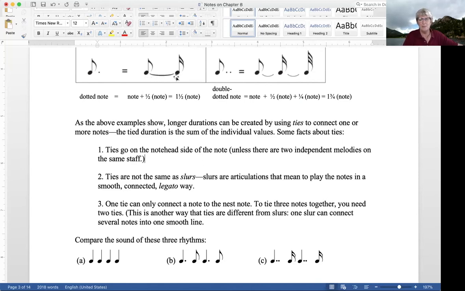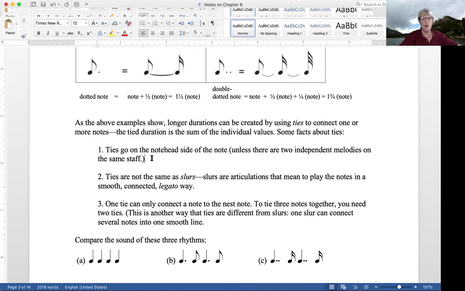Ties are not the same as slurs. Don't confuse these 2 symbols, even though they look similar. Slurs are articulations that mean to play the notes in a smooth, connected legato way. So they mean something different.